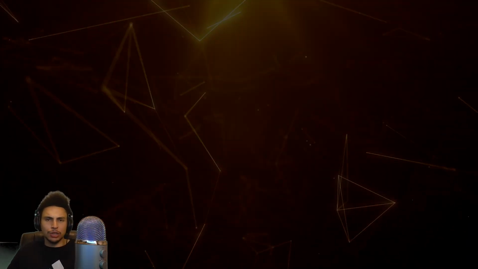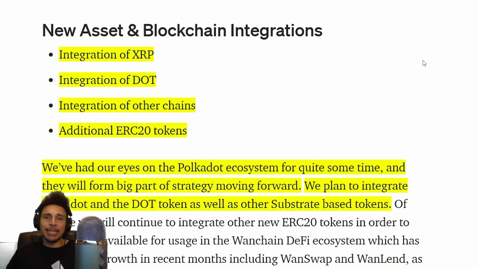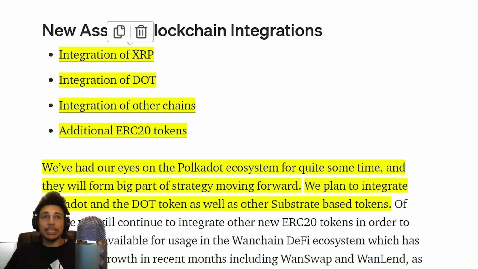Let's go over Wanchain's 2021 roadmap, see what they got in the pipeline. And as you can see here, guys, Wanchain specifically lays out that it's targeting other blockchains to leak liquidity out of and into the Wanchain ecosystem. New assets and blockchain integrations, integration of XRP, integration of DOT, integration of other chains, additional ERC20 tokens. We've had our eye on Polkadot ecosystem for quite some time, and they will form a big part of our strategy moving forward. We plan to integrate Polkadot and the DOT token as well as other substrate-based tokens.